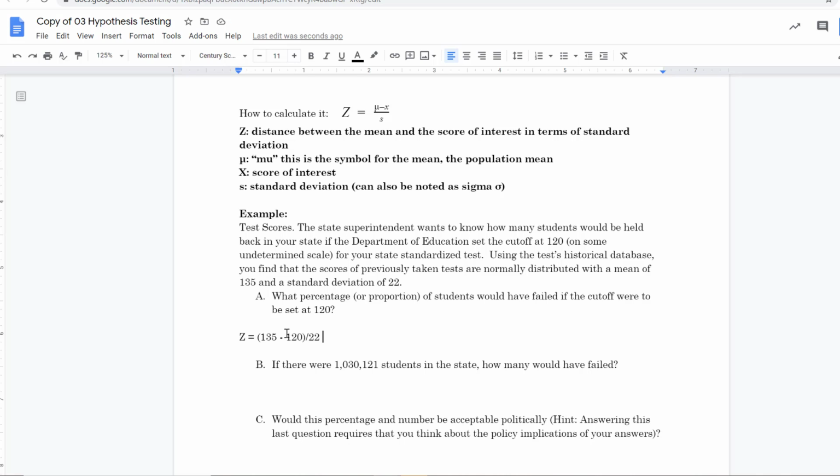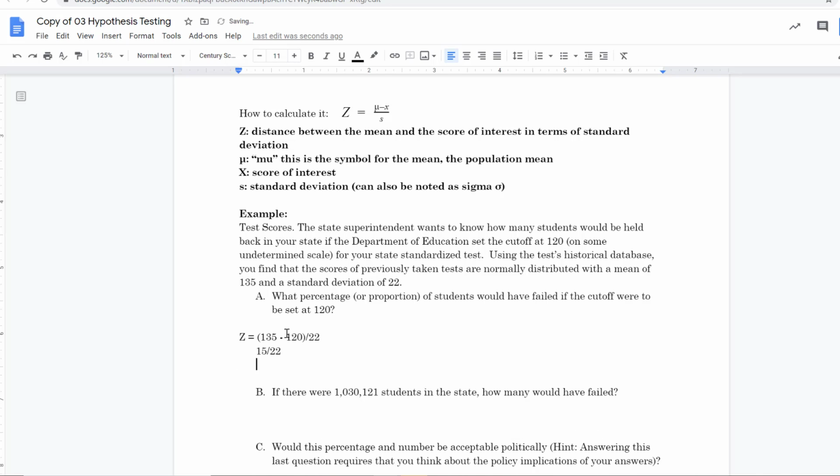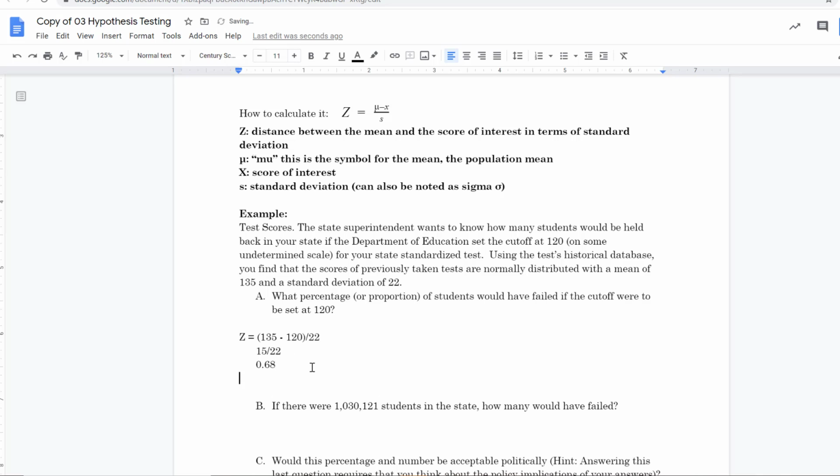But let's see, what's 135 minus 120? That's 15. I'm going to go down here to the next line. So this is going to be 15 divided by 22, and let's see, what is that? That equals 0.68. Okay, so then you're like, awesome, z equals 0.68. Well, what the heck does that mean? Well, we're not done yet.